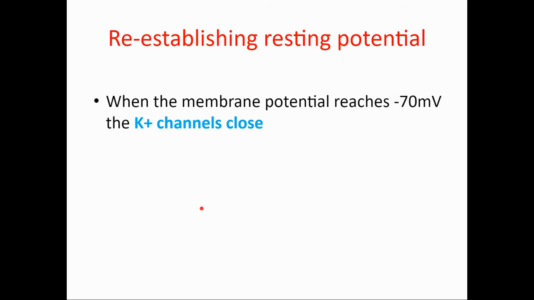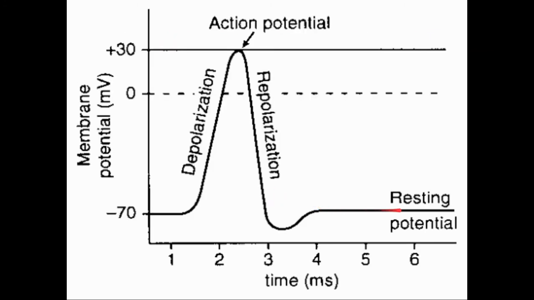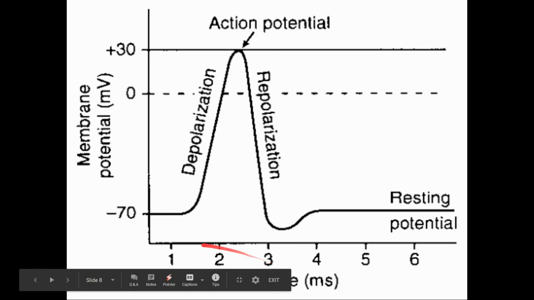You actually reach a point where you have a bit of hyperpolarization because the potassium ions rush out so quickly, you can sometimes reach minus 85 or minus 80 millivolts inside the axon. And then the sodium potassium pump starts to restore the resting potential, so it moves the sodium ions out and the potassium ions back in, and eventually the resting potential will be restored. So let's quickly talk through it with the graph.